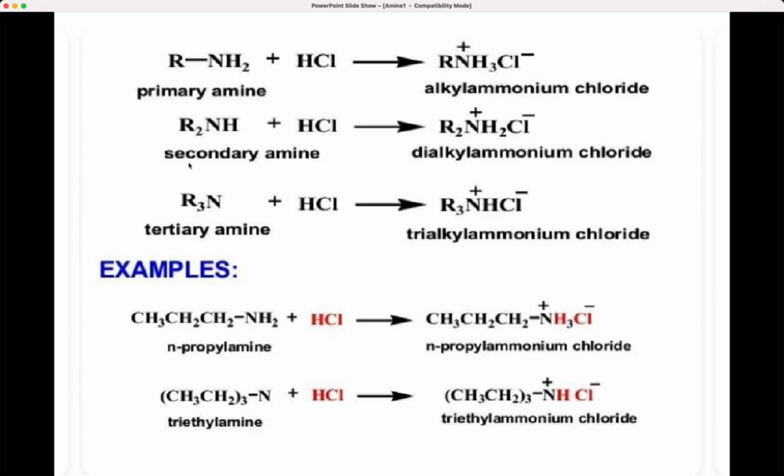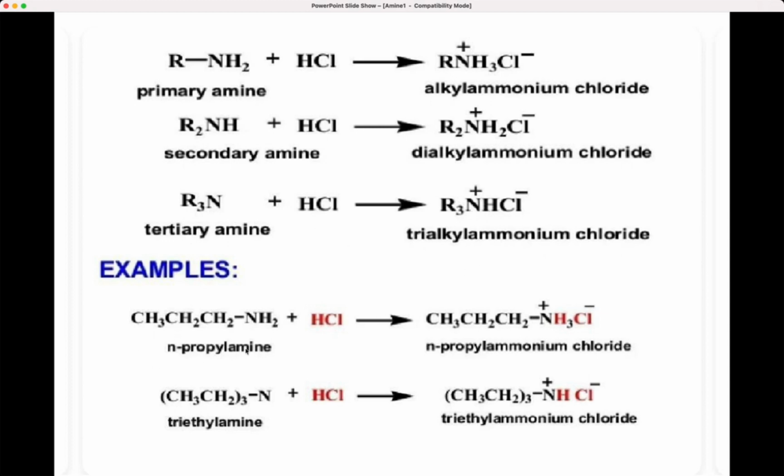Now the secondary amine R2NH. See, R gets added for each step, and at the same time hydrogen goes one less. So for a secondary amine, R2NH plus HCl, you get R2NH2+ Cl-, this is dialkyl ammonium chloride. For a tertiary amine you get trialkyl ammonium chloride, R3NH+ Cl-.